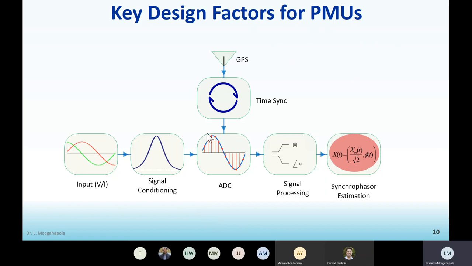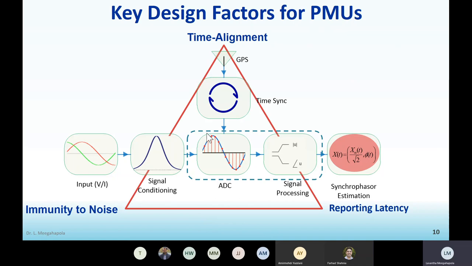If you look at the key design factors, they mainly relate to the signal processing part. There are three key elements. The first is time alignment. Time alignment means that at the point at which you acquire the data, you have to properly timestamp that data. The other factor is immunity to noise. Here we are talking about harmonics as well as other distortion components present in the network. Obviously, networks are always prone to different types of distortions. So if you want to get a proper signal out of the model, then you have to write an algorithm which can isolate the fundamental frequency.